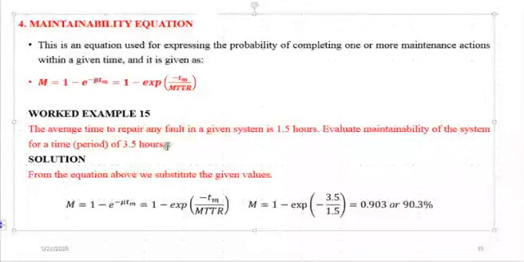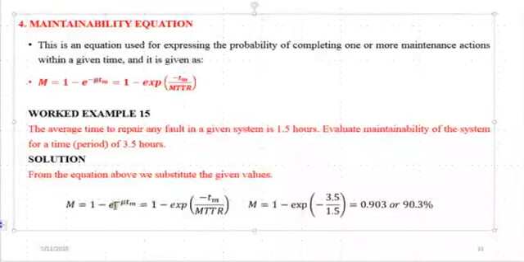For us to understand this more clearly, let us look at worked example number 15, which says the average time to repair any fault in a given system is 1.5 hours. We are asked to evaluate the maintainability of the system for a period of 3.5 hours. So here we are given the average time for the repair, and the duration over which we are asked to repair.